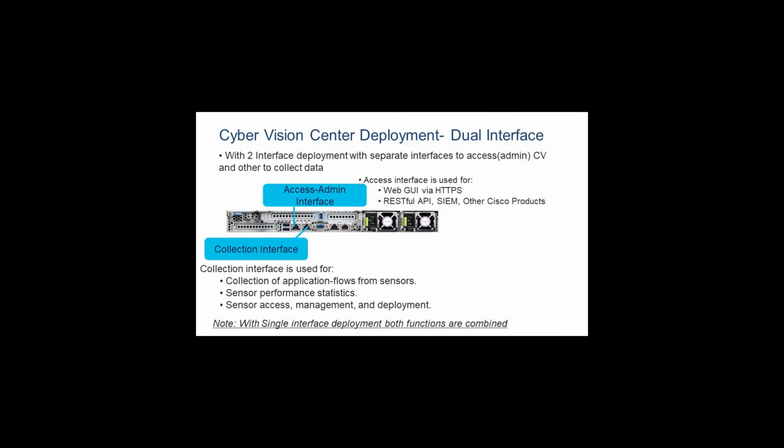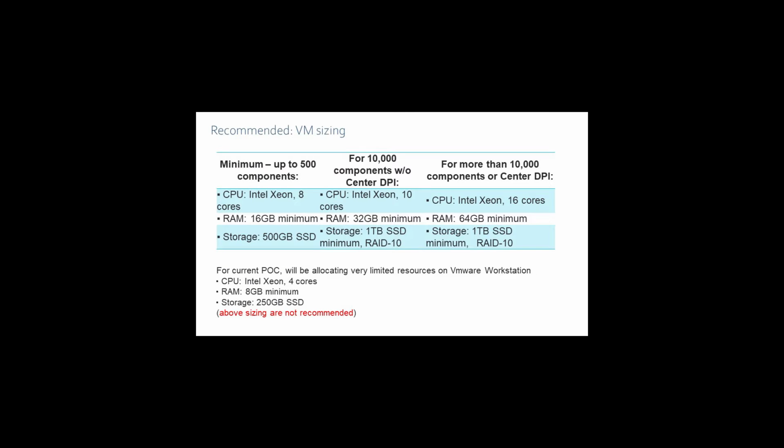For hardware based installation, there are two levels of scalability based on the underlying hardware. So do remember during installation the first interface is normally used for administrative purpose and second is used for collection purpose. Okay, let's get down to now virtual machine sizing.